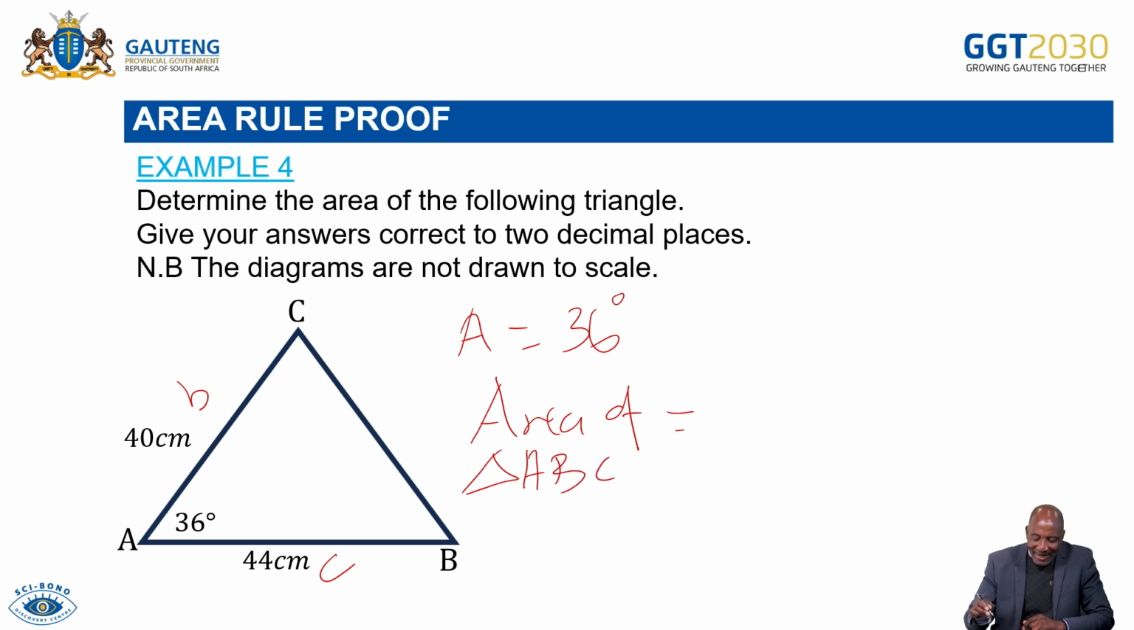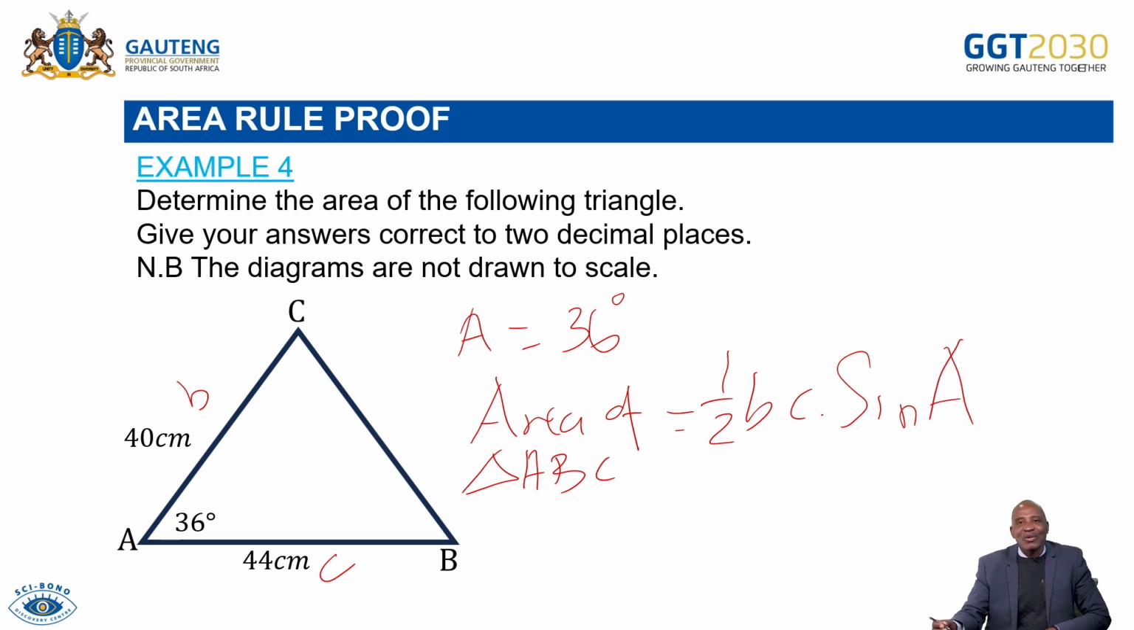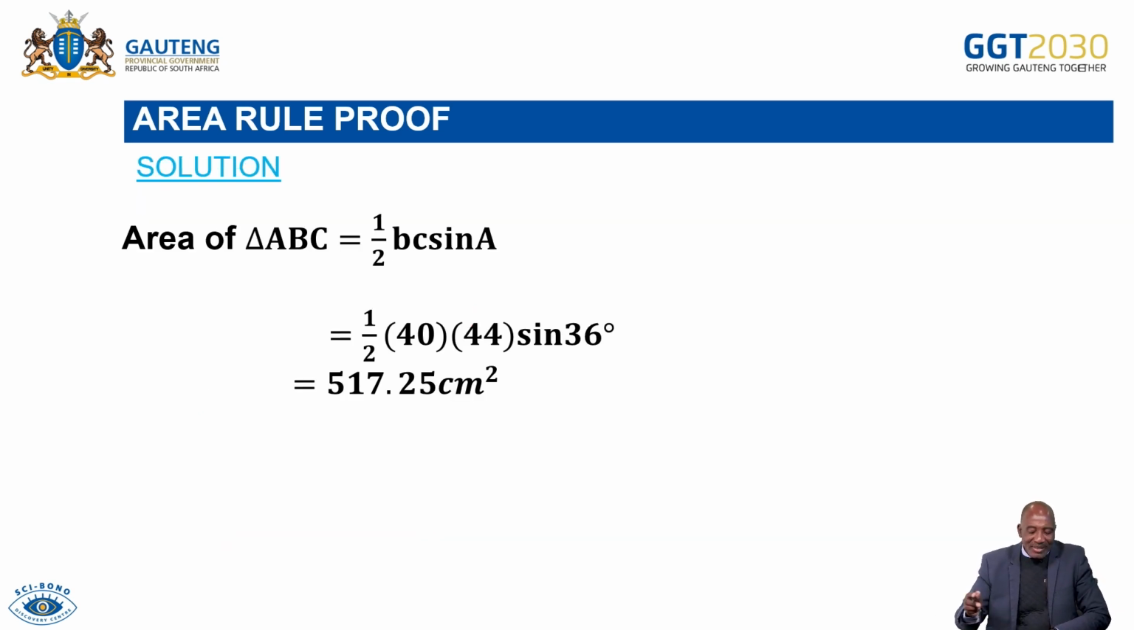You stop there and check which sides are given. It's B and C. So it's going to be half BC times sine. Once you say BC, there is no A involved. It means the angle must be A. Once two sides are given, look at those two sides that are given, BC, the angle must be A, which is the angle between those two sides. Then from there, you substitute.